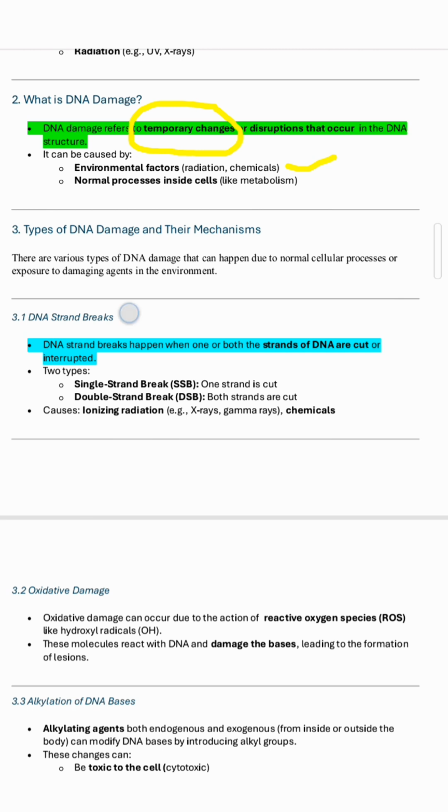First one is the DNA strand break. DNA strand break happens when one or both the strands of the DNA are cut. It is of two types, single strand break and double strand break. Single strand break is when one strand is cut and double strand break is when both the strands are cut. The causes are the ionizing radiations and the chemicals. Most of the causes are the same.